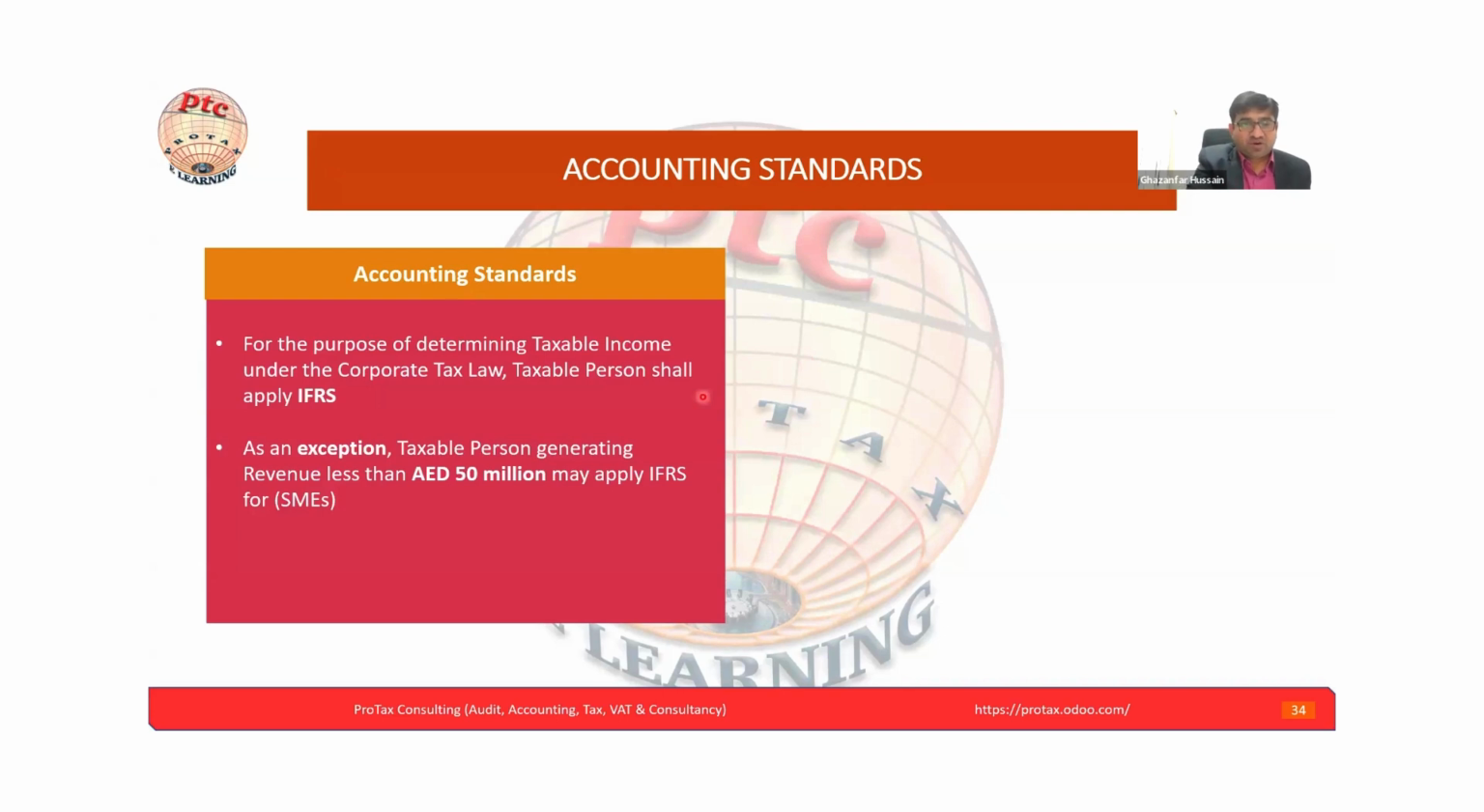Here the important learning is that with less than 50 million we can opt for the SME, and less than 15 million for the mainland companies. Again, the important part: for mainland companies, the audit requirement is not mandatory, but for free zones, mostly the free zone authority by default requires you to submit audited financial statements every year. So this is their regulation.